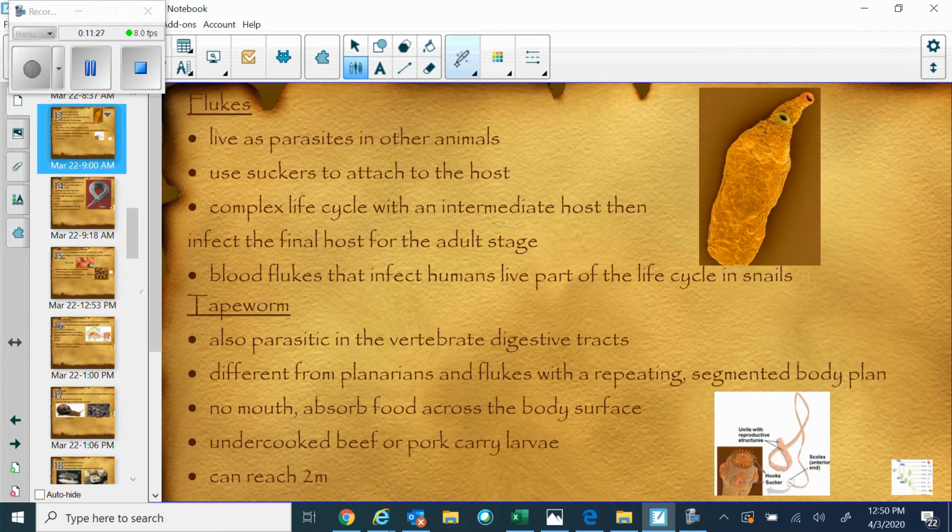And here you go. Look, blood flukes infect humans, live in snails, and sometimes we can step on the snails or ingest the snails, and we end up getting this crap in our bodies. Similar to the way a tapeworm works, a parasitic invertebrate of the digestive tract, like I said, assholes, right?